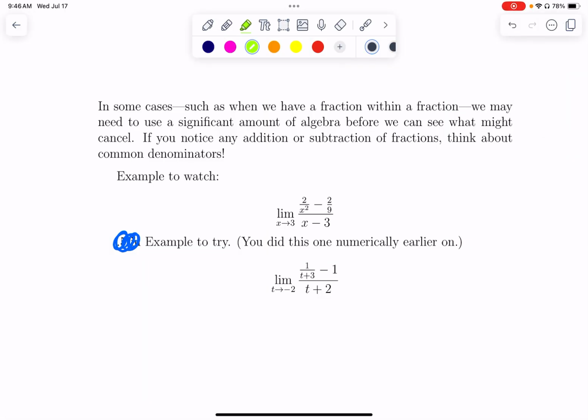Hello, this is part 3 of the limits video. In the last one, we talked about this basic technique of factor and cancel if you see you have 0 over 0. Now we're going to see a few wrinkles on this.